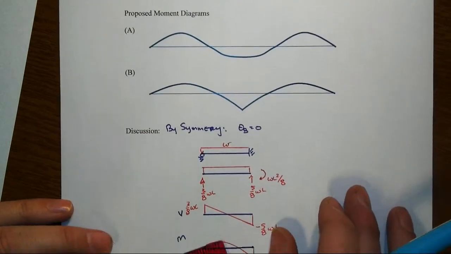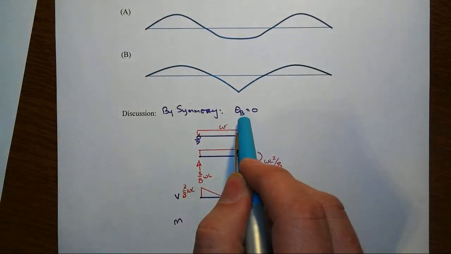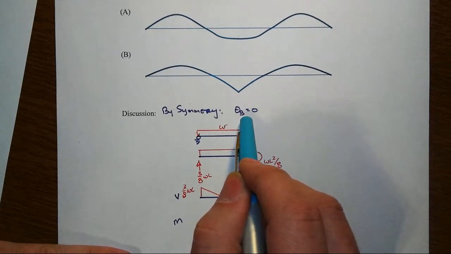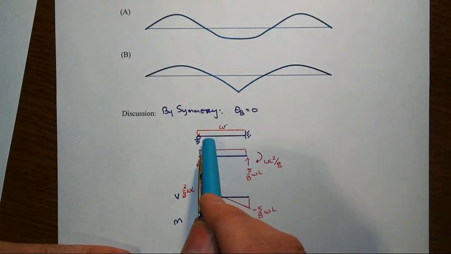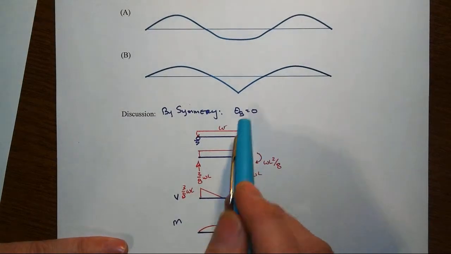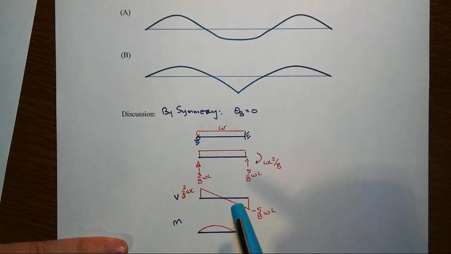Right? So what we note here is that because of symmetry, we know that we've got no rotation as a net result from the applied loading. And that means we can look at just one span here with a fixed end in the middle, because that would give us that zero rotation. We've got the prop at the end, the roller end. Here's our uniformly distributed load.